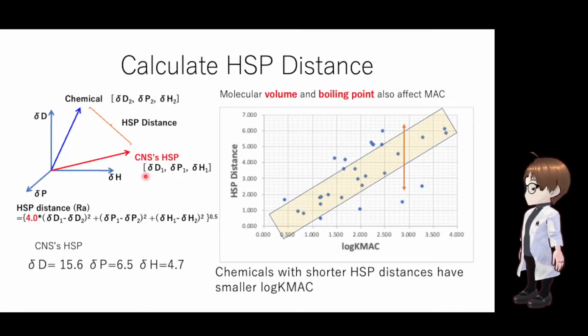We then put the HSP of the CNS into the distance scheme and examine the relationship between MAC and HSP distance. Since molecular volume and boiling point also affect MAC, the correlation is not high. But we can say that the shorter the HSP distance, the smaller the MAC. Now let's look for what other compounds dissolve well in the CNS. Let's do it.